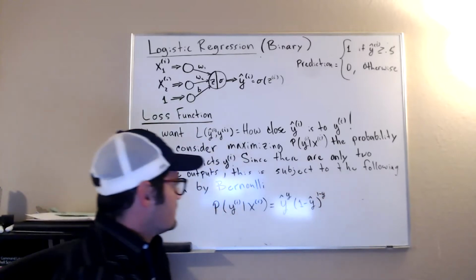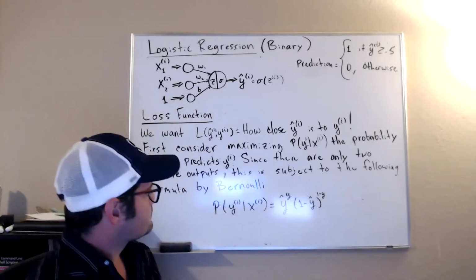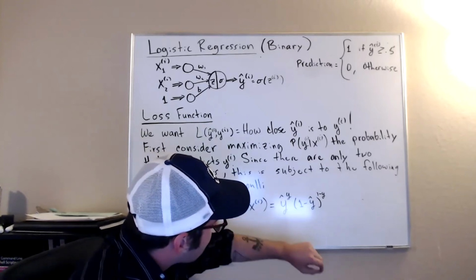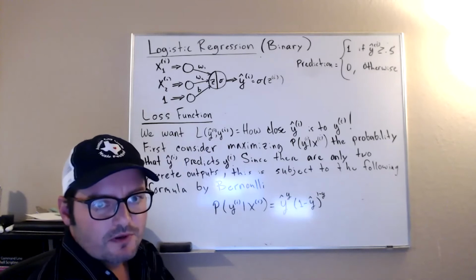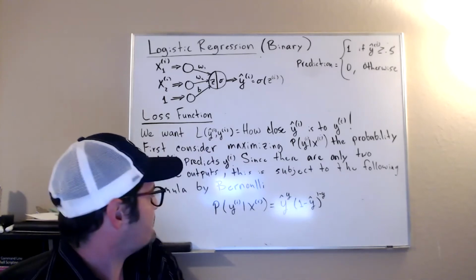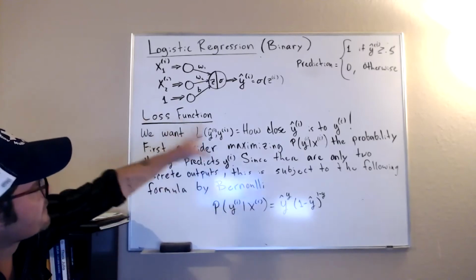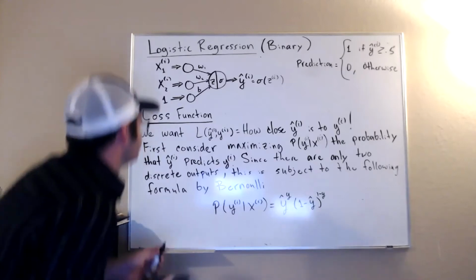Okay, so again, y hat is the probability, or the label, I mean, so the expectation of it, right? And we just plug into Bernoulli's formula here for these spaces. Okay, so now that I have that done, I'm going to have to erase all this, and we're going to derive the loss function now.